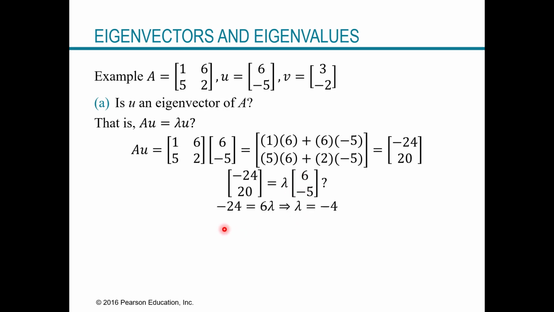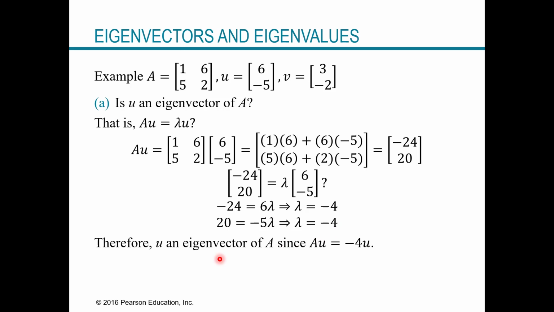The first row gives us negative 24 equals 6 lambda, and solving, we get lambda is negative 4. Then we solve the second row, and we get 20 equals negative 5 lambda, and we get the same lambda value. So that means there is this eigenvalue, negative 4, and so u is an eigenvector of A, since A times u is the same thing as just negative 4 times u.